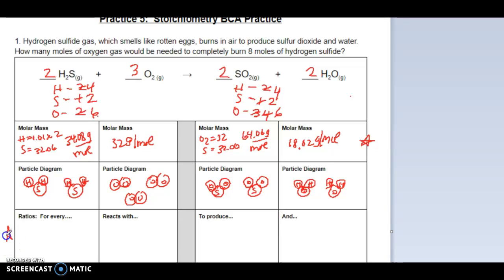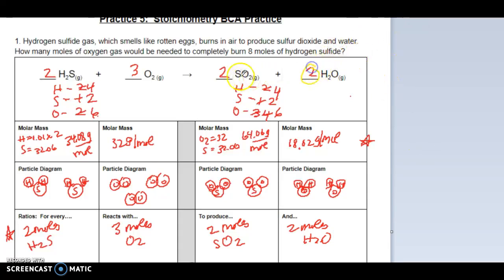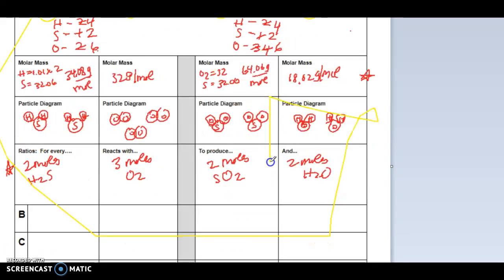All right, the ratios, this is the important step. For every 2 moles of H2S, it needs to react with 3 moles of O2 to produce 2 moles of SO2 and 2 moles of H2O, okay? All I'm doing here is I'm just looking at these coefficients to get the ratios, okay? That's it, okay? All right, now the hard part.